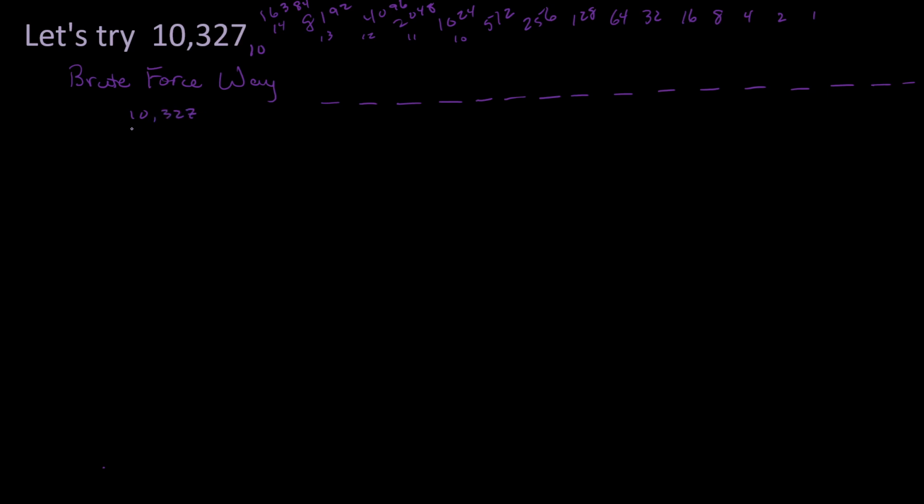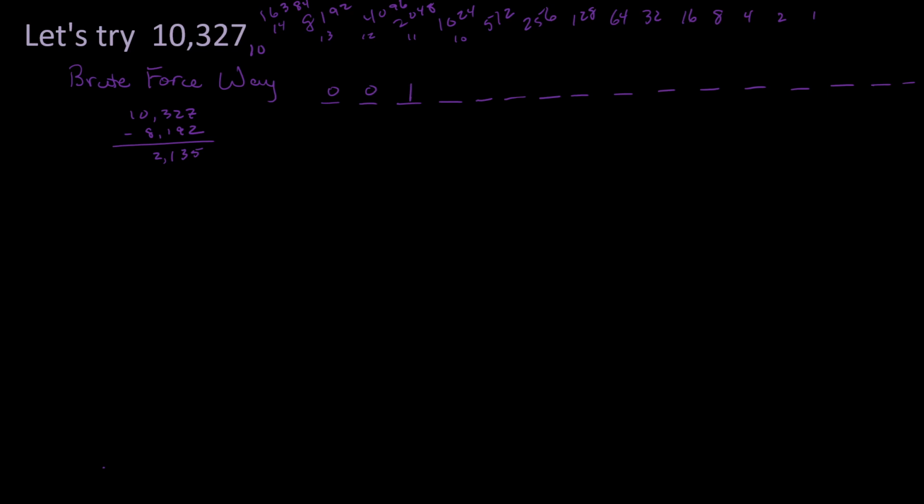So now I've got 10,327. What I'll do is subtract 8,192. And what I get is a 2, a 1, a 3, and a 5. So that means positions 0, 1, 2, 3, 4, 5, 6, 7, 8, 9, 10, 13. If I get a 1 there, these are zeros. I don't have any of those.